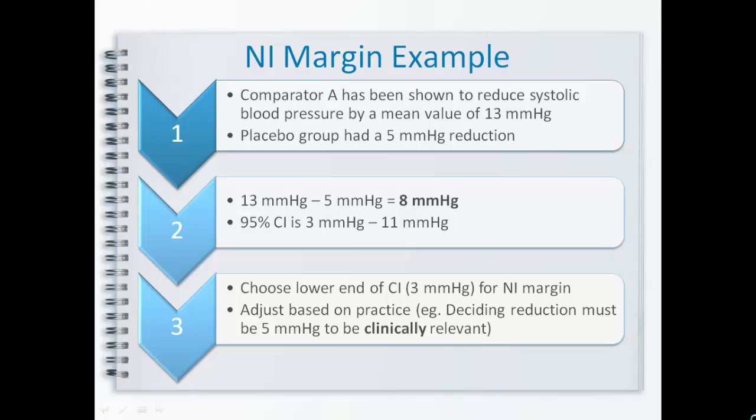effect of the treatment. While 3 millimeters of mercury would be considered statistically significant, this is where clinical reasoning must come into effect. Some might argue that a 3 millimeter of mercury reduction in blood pressure is not clinically significant. If this is the case, the margin can be made more stringent. For example, the researchers may decide that the difference needs to be a 5 millimeter of mercury reduction in order for it to be clinically relevant.